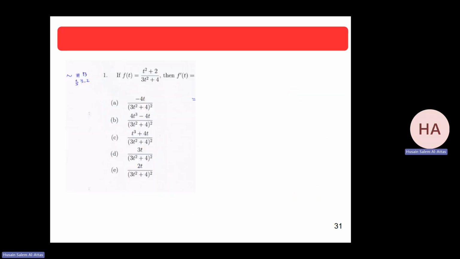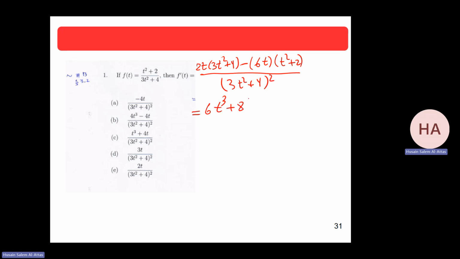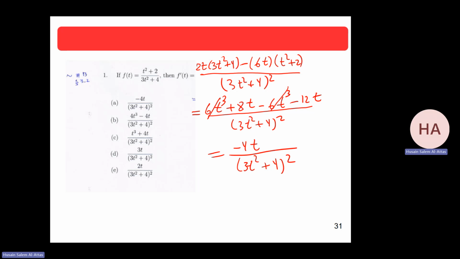Yeah. t squared plus 2 over 3t squared plus 4. Do the calculation. Derivative of the numerator, 2t, times the denominator, minus derivative of the denominator, which is 6t, times the numerator, over (3t squared plus 4) all squared. That gives me 6t cubed plus 8t minus 6t cubed minus 12t, over (3t squared plus 4) all squared. This cancels. I get minus 4t over (3t squared plus 4) all squared, which is this one.